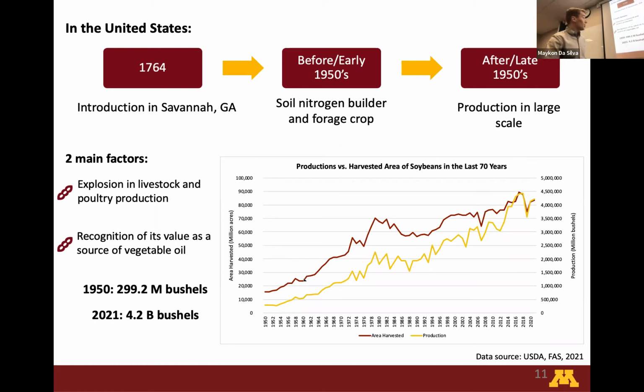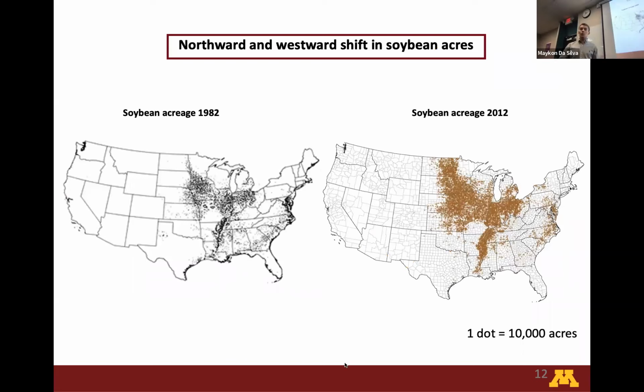As we can see in this graph here, soybean production increased from about 300 million bushels in 1950 to more than 4 billion bushels in 2021. And this spike in soybean production occurred in the late 1950s. Along with the increase in production and harvested areas, a change in the geography of soybean production occurred as well. As breeding programs started developing varieties that were tolerant to drier conditions and that demanded less growing time, this expansion in soybean production has been associated with a northward and a westward shift in soybean acres.